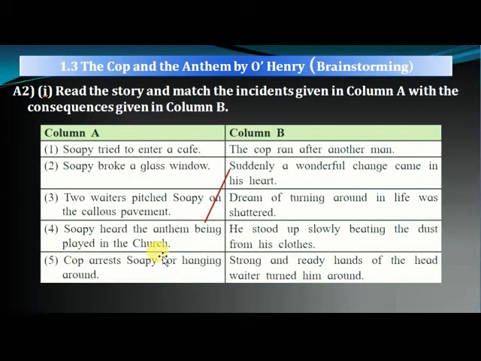The cop arrests Sophie for hanging around. What happens? The dream of turning around in life was shattered. The moment Sophie decides that he will be a nice person, the cop arrests him and he is sentenced to three months on the Island. So these are the answers to this particular activity. Let us see the next one.